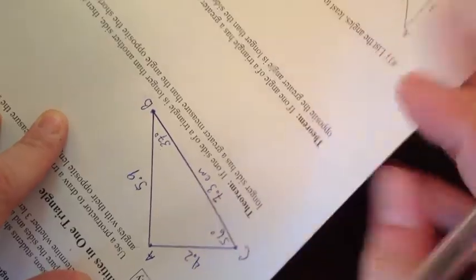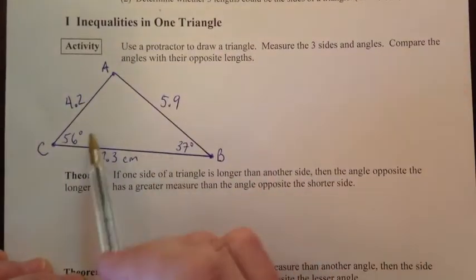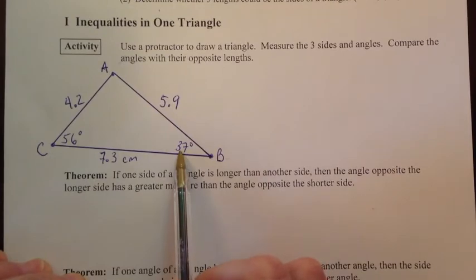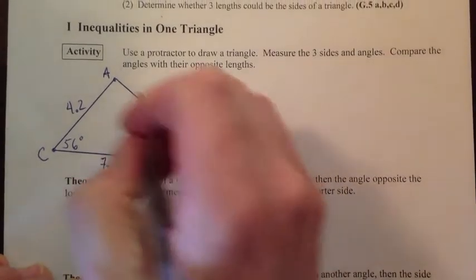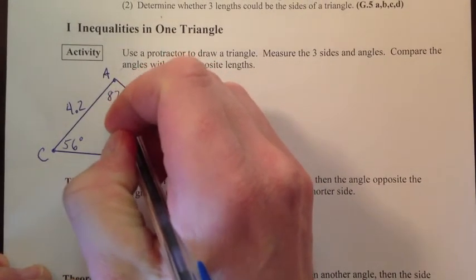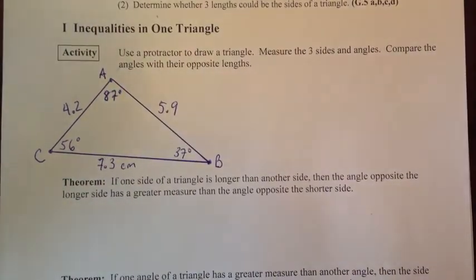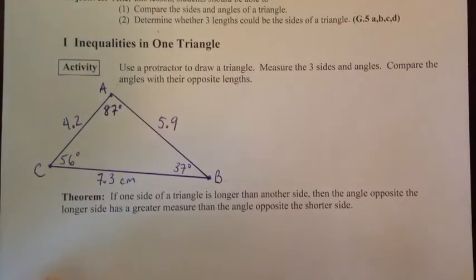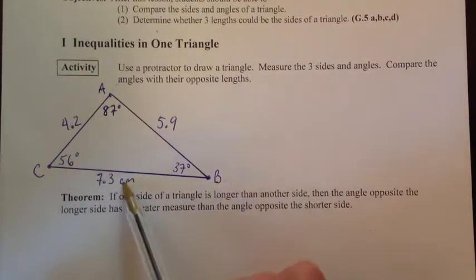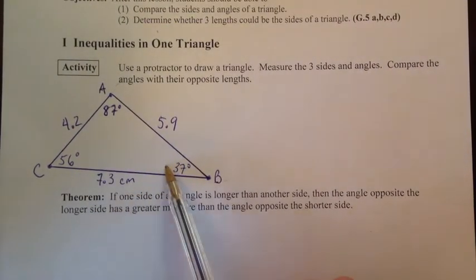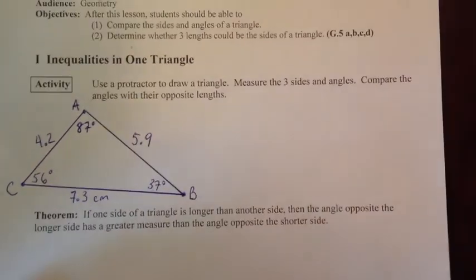Okay, so assuming that these two are accurate, then this would be 87. Okay, maybe I'm a little bit off with my other two, but that's okay. If you're a little bit off, that's fine. The goal is to have 3 different sides, and then you'll have 3 different angles. Okay, that's the important thing, is that we can compare these.